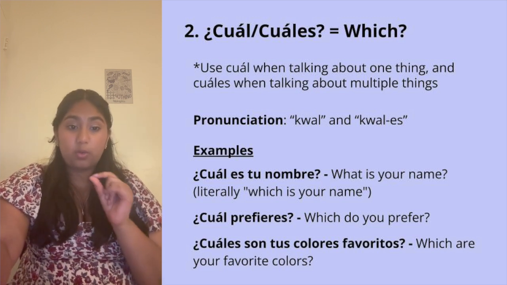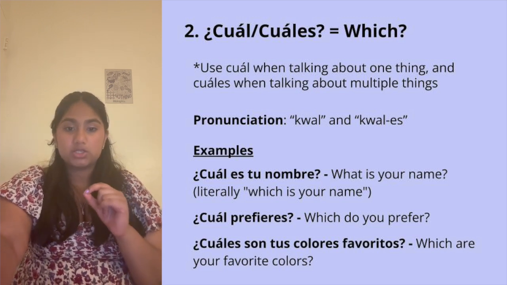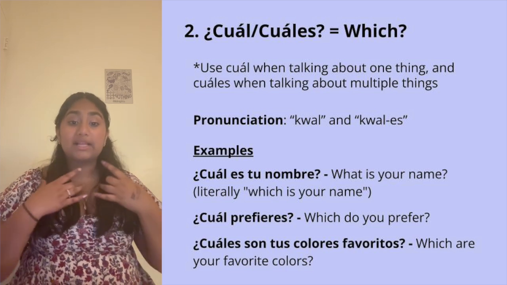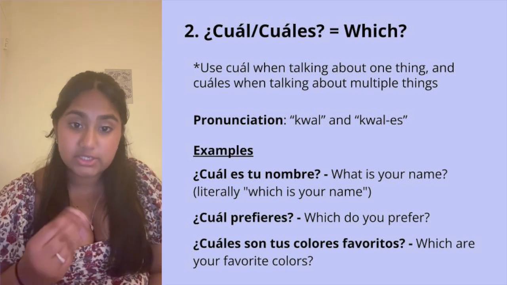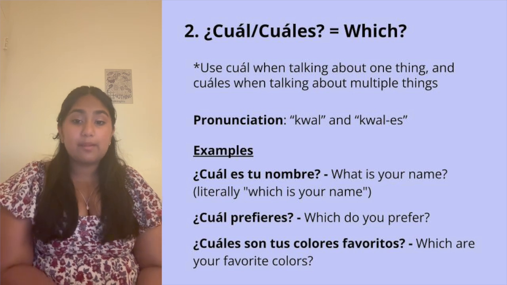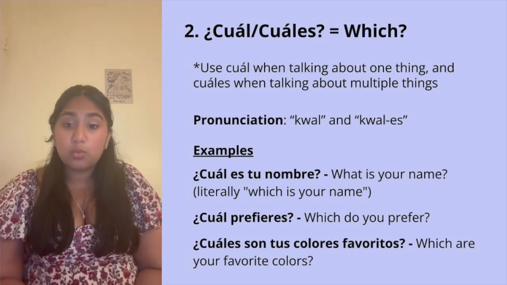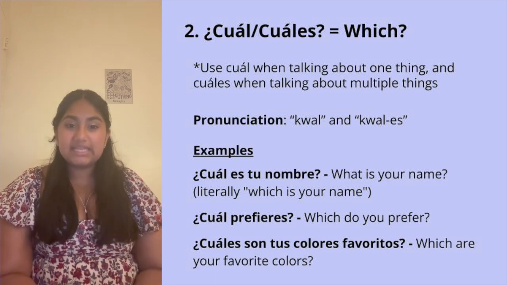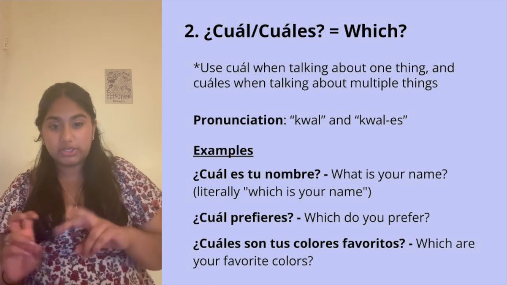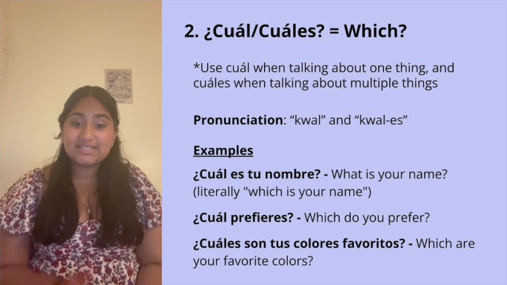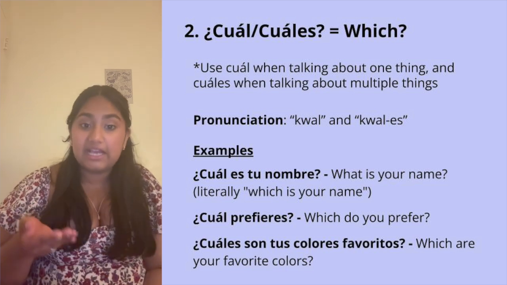When we use cuál, we're going to use it in some places where English would use what. So cuál can sometimes be used instead of qué as a what situation. For example, we're going to have ¿cuál es tu nombre? So this is what is your name. Technically, it literally translates to which is your name, but in Spanish, it's convention to say ¿cuál es tu nombre? instead of ¿qué es tu nombre?